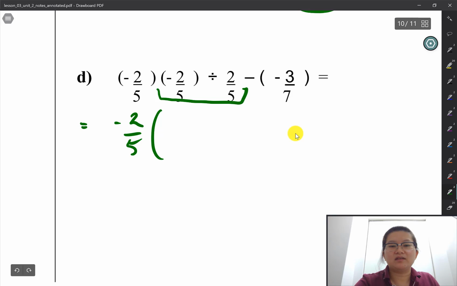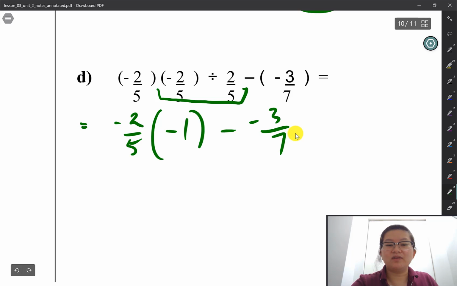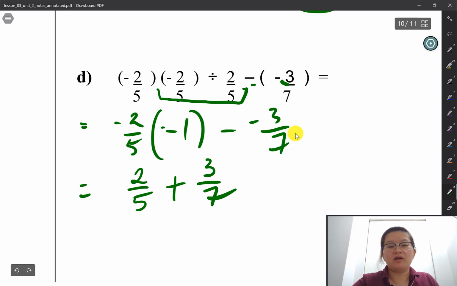And wait a minute. If I take negative 2 over 5 divided by 2 over 5, that's just 1. But negative 1 in our case, since we have a negative sign over there, minus negative 3 over 7. But guess what? Multiplying goes next. So I get a negative times a negative. I'm still going to get a positive, which is still going to be 2 over 5 since it's just multiplying by 1. 2 over 5 minus, but wait a minute, a minus of a negative is exactly the same as me adding the same number.